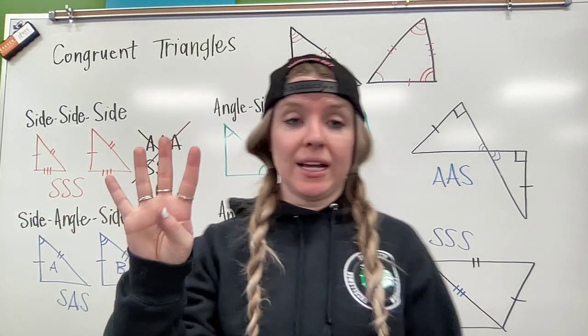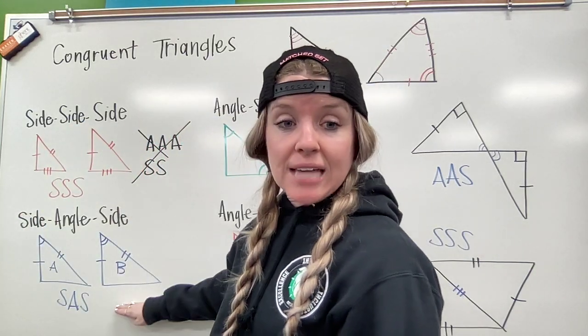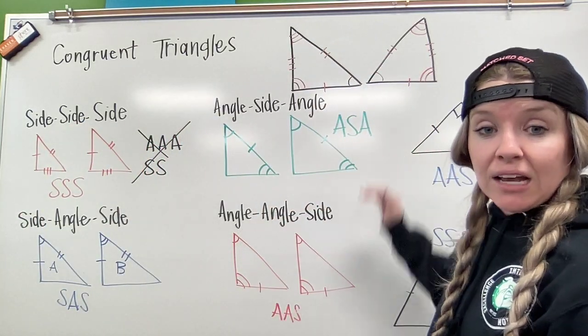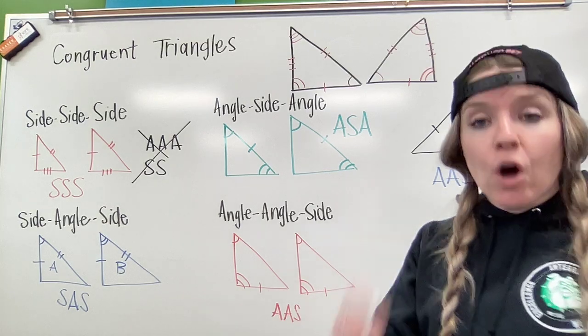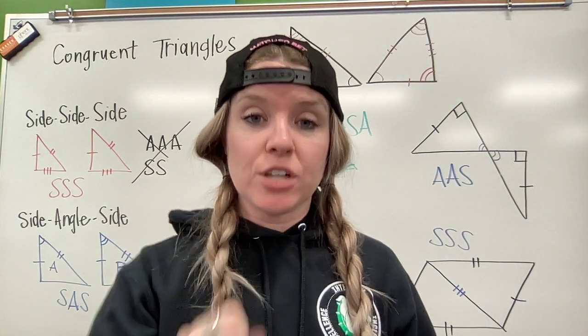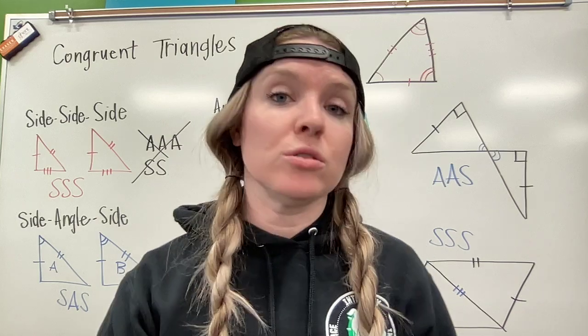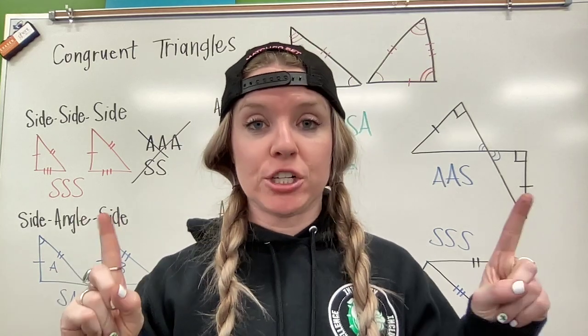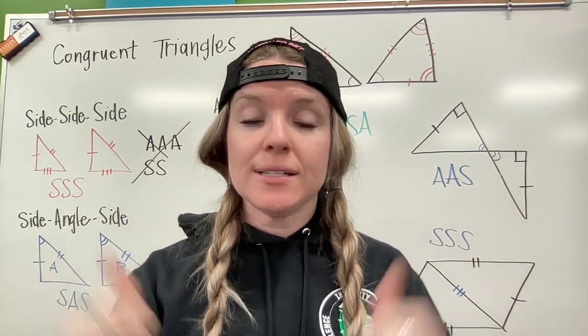So we have our four shortcuts. Side, side, side; side, angle, side; angle, side, angle; and angle, angle, side. Those guarantee triangles are congruent. We're going to be using those as we go through and talk about proofs. So make sure you're familiar with them. If you've got questions, let me know.